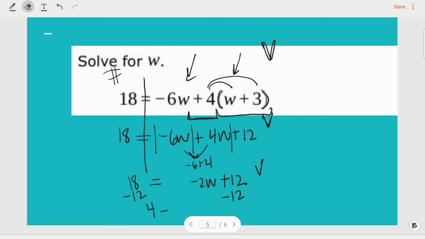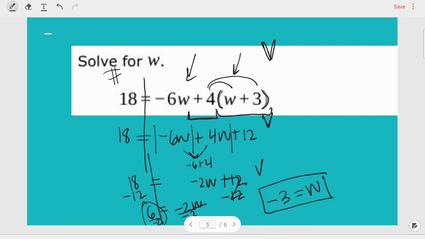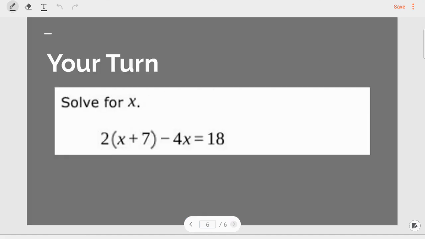Ooh. 18 minus 12 is 6, not 4. Equals negative 2w, because this is gone. I'm going to finish by dividing by what is next to the w, dividing by negative 2. And 6 divided by negative 2 gives me negative 3. So my final answer is w equals negative 3.